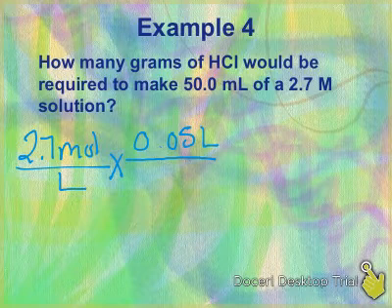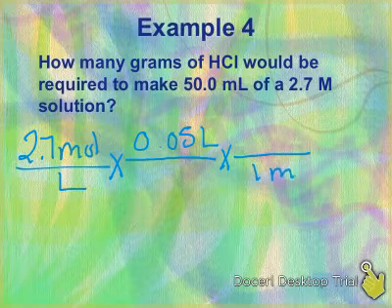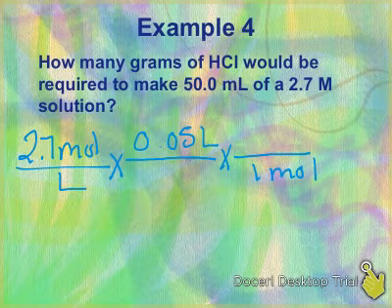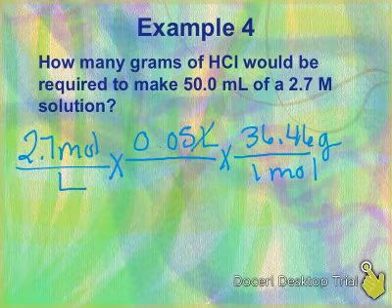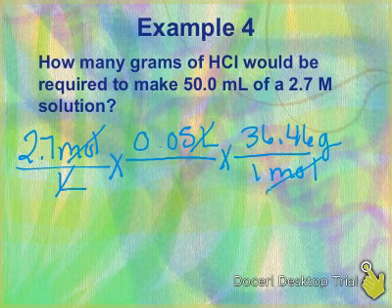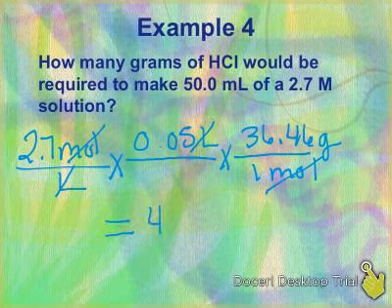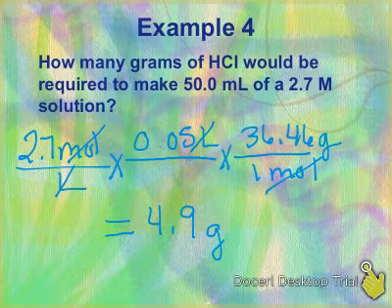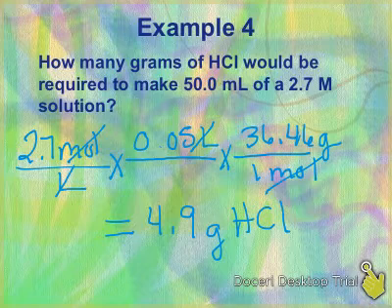Okay, but we don't want moles, we want grams. So 1 mole of the solution is going to have a mass of 36.46 grams. The liters cancel out, the moles cancel out, we're left with grams. So if we do all of this fun math, we're going to get an answer of 4.9 grams of hydrochloric acid. So now we've done the math behind it, but we're not done yet.